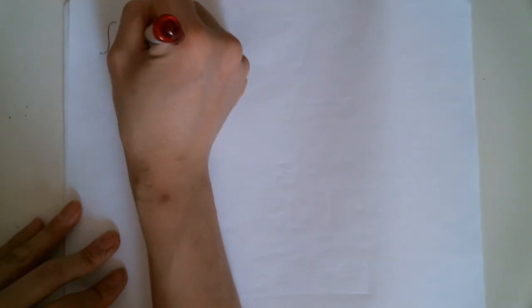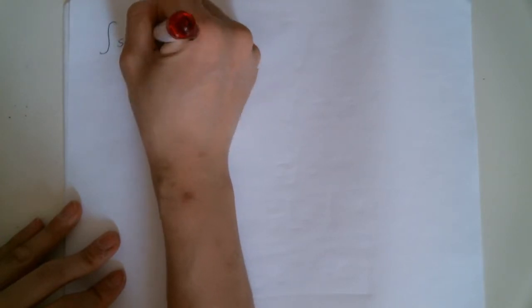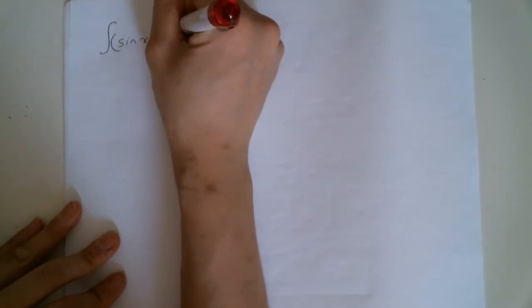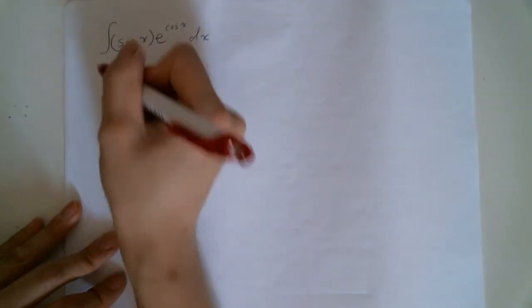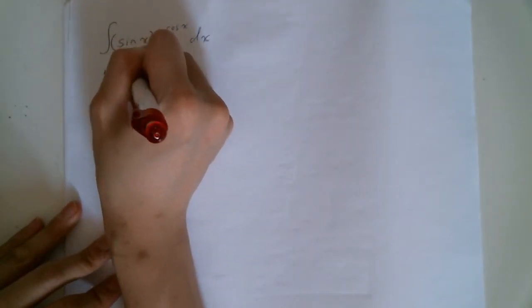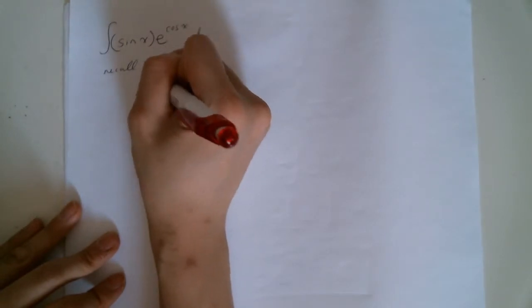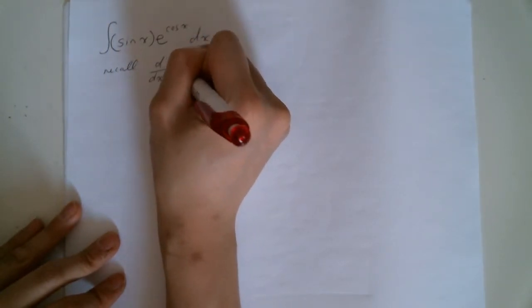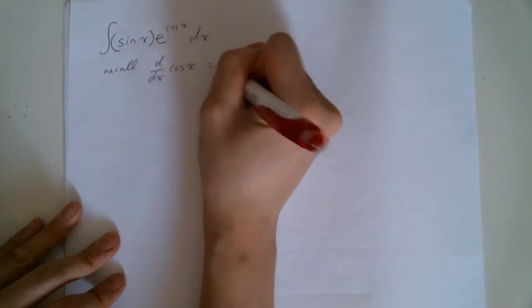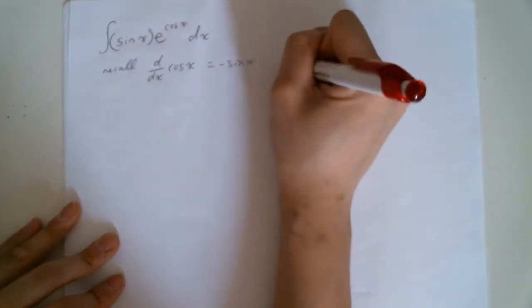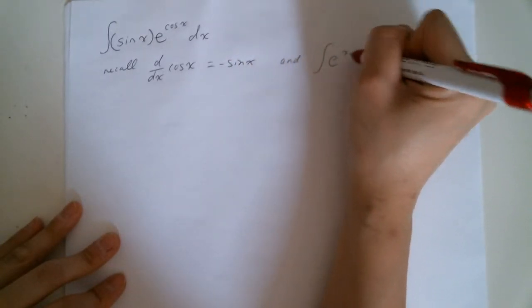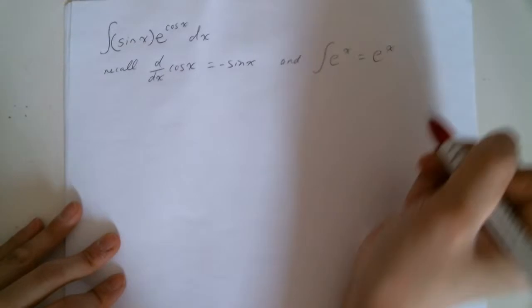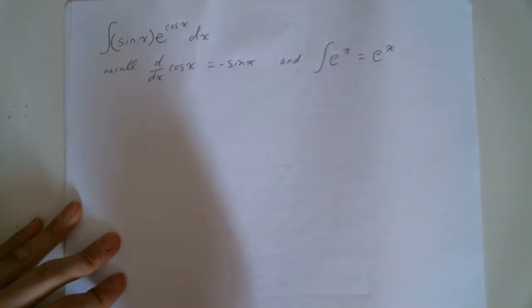For our next example, we're going to integrate sine x times e to the exponent of cos x with respect to x. So this brings in some of the trigonometric functions, and we'll recall that if you were to differentiate cos x, you would obtain negative sine x. And that's what indicates that we should be using U substitution, because we see both sine x and cos x in the integral.